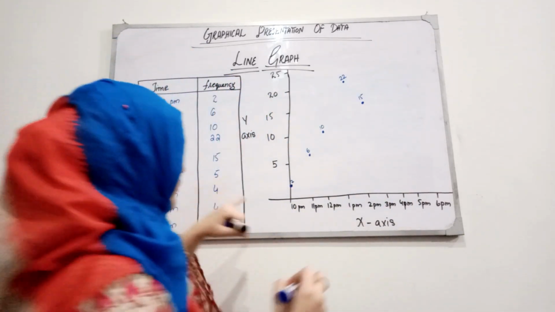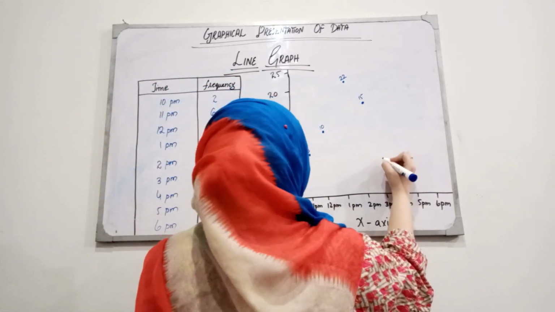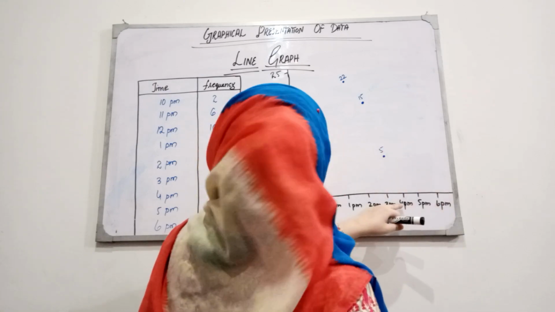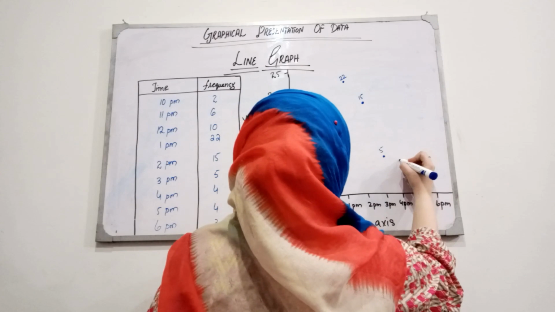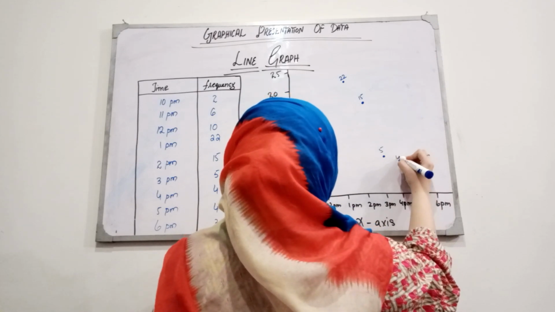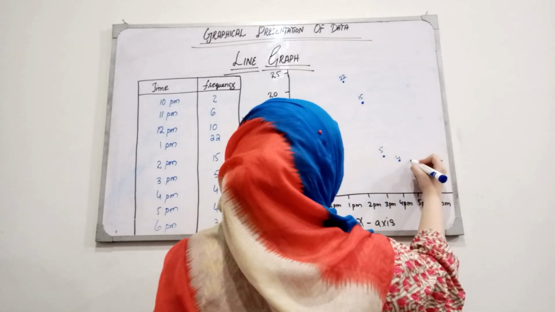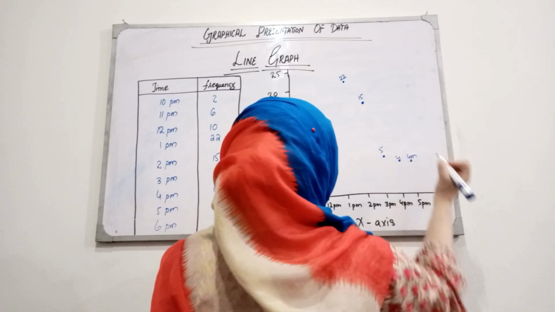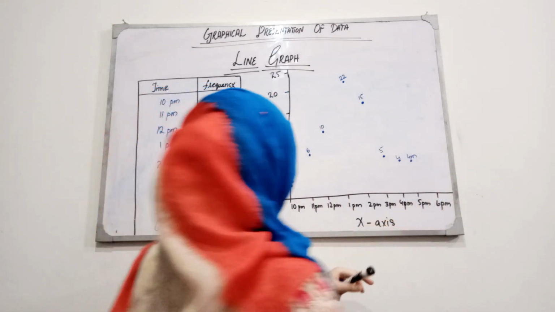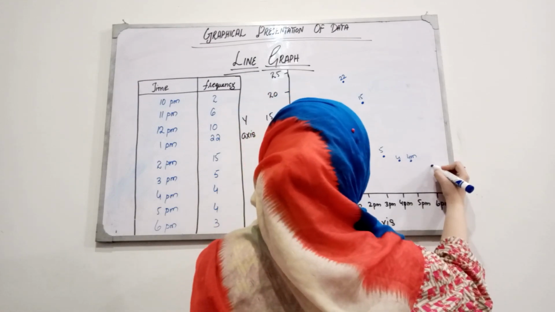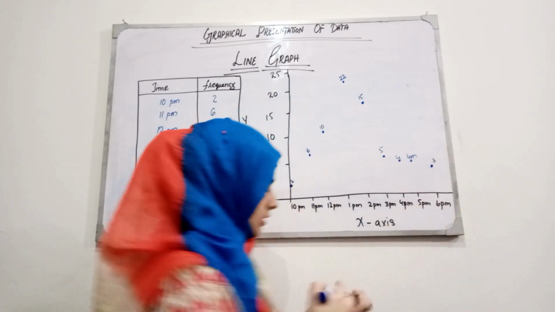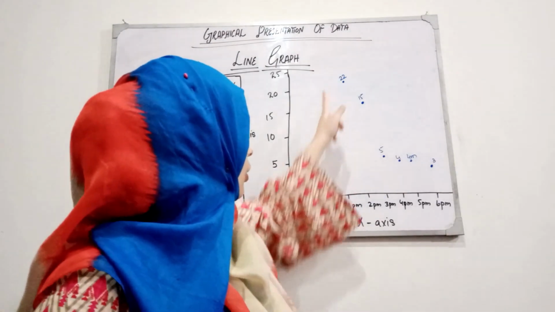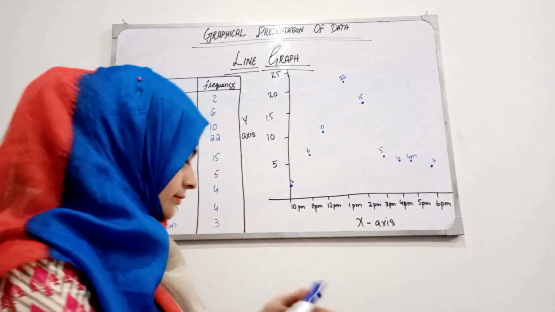3 p.m. has 5, 4 p.m. has 4, 5 p.m. also 4, and 6 p.m. has 3. Now with the help of a line, I will connect all those points.